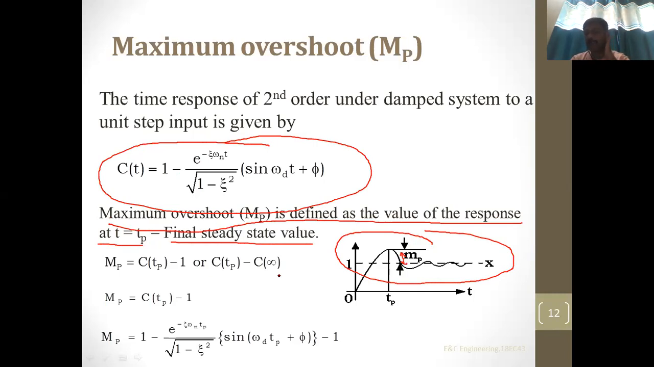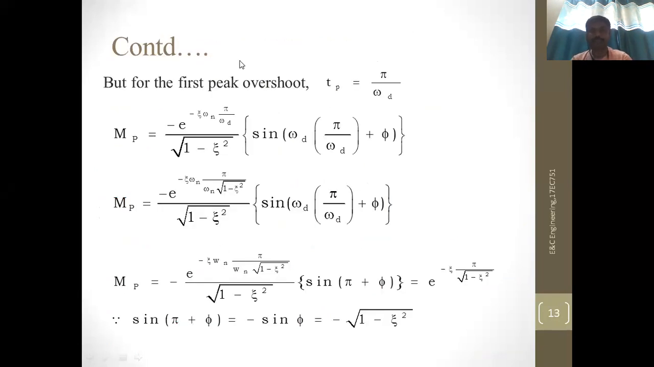Now, how do I evaluate this mathematically? Maximum overshoot is evaluated as Mp is equal to c of Tp, the maximum value, minus 1, or c of Tp minus c of infinity. Thereby, Mp is equal to c of Tp minus 1. Now, for c of Tp, in the same expression I shall replace t with Tp. We have 1 minus e power minus xi omega n t into sine of omega d t plus phi, minus 1, where I may cancel this minus 1 and plus 1.